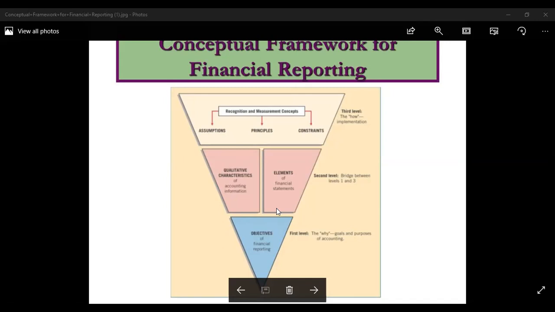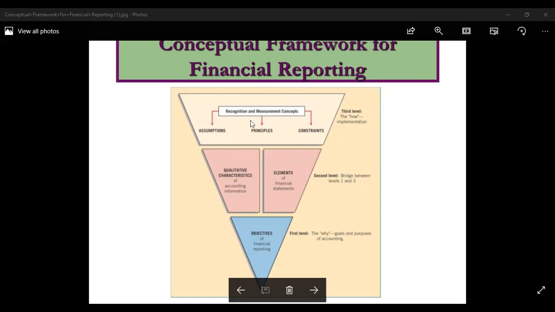After that, we have the second level, which is the bridge between levels 1 and 3. We can see here the qualitative characteristics of accounting information. We have discussed them already. As a review, we said that these are the fundamental characteristics and the enhancing characteristics. Then elements of the financial statements from assets down to expenses. These were already discussed in the first part of the conceptual framework for financial reporting.